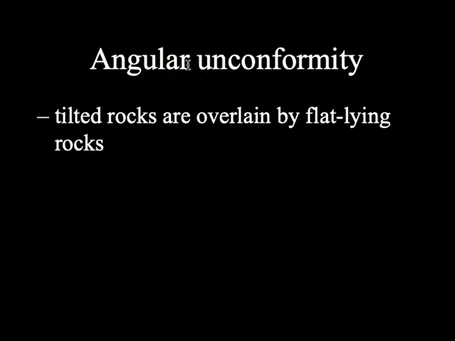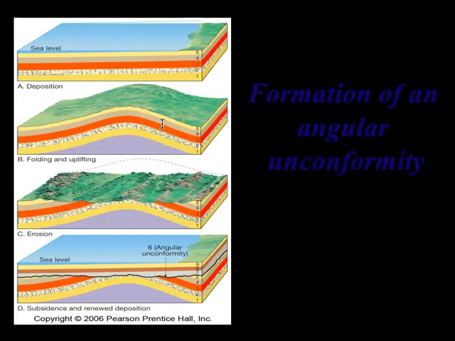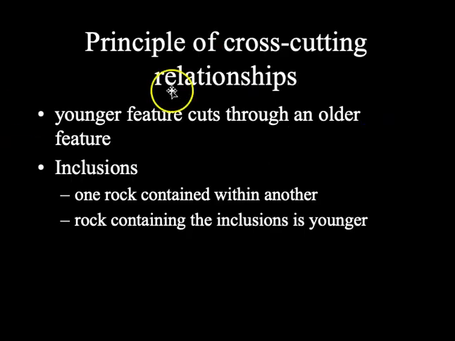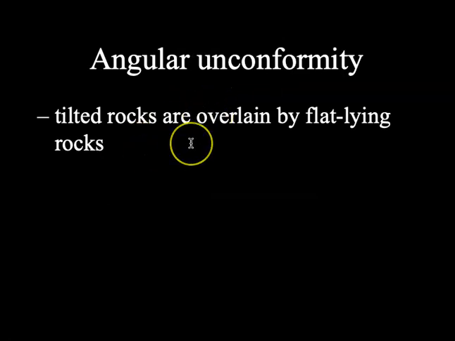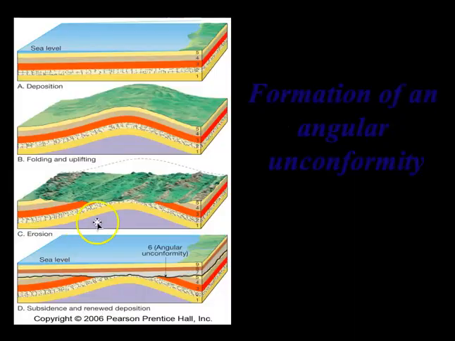Angular unconformity. This is when I have tilted rocks. Sorry, let me go back for a moment. This is when I have tilted rocks underneath flat rocks. So that would look something like right here. I have some rocks that aren't flat and then flat rocks on top of them. So the boundary between these two chunks and collections of rock is the unconformity. It represents time, missing information, what have you.